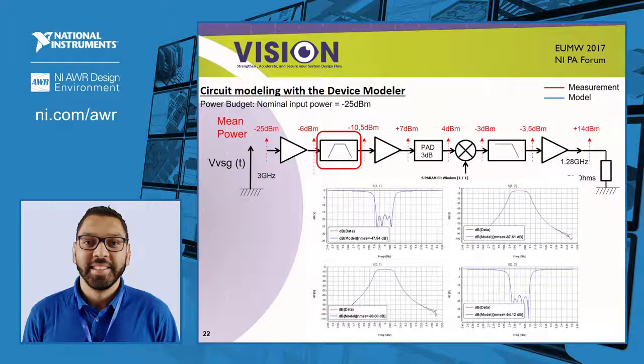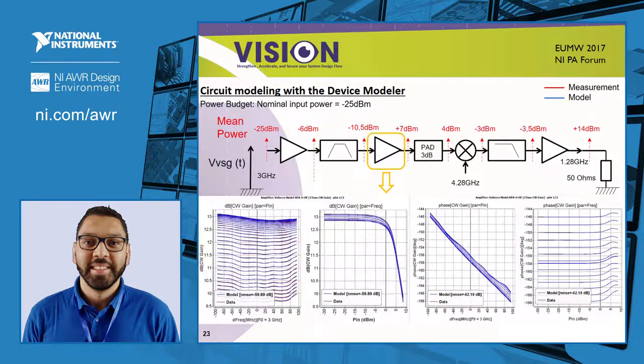The second circuit is a bandpass filter. As the models are used in a transient simulation, it is necessary to create a behavior model in time domain from S parameters data built in the frequency domain.